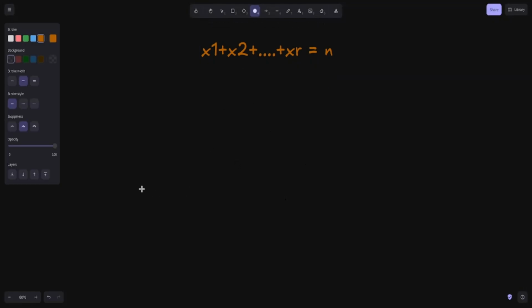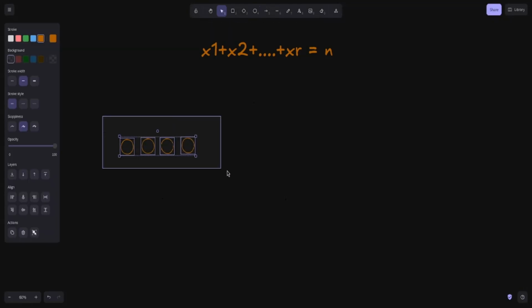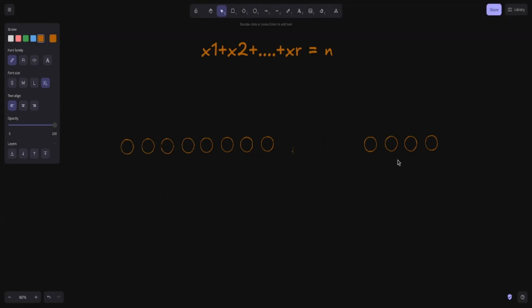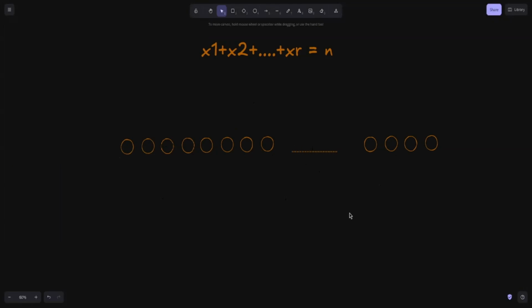So what is the ball and stick problem? Basically we will have n balls like this. Let's say I'll have some balls here, and so on. So there will be many balls.